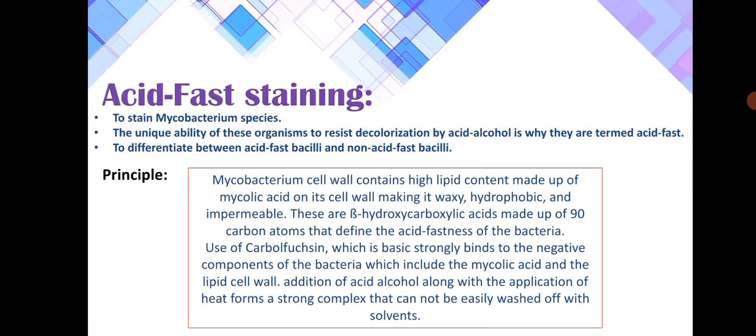The principles include: Mycobacterium cell wall contains high lipid content made up of mycolic acid, making it waxy, hydrophobic, and impermeable. These are beta hydroxycarboxylic acids made up of 90 carbon atoms that define the acid fastness of the bacteria. Carbolfuchsin, which is basic, strongly binds to the negative component of the bacteria, which includes the mycolic acid and the lipid cell wall. Addition of acid alcohol along with the application of heat forms a strong complex that cannot be easily washed off with the solvents.